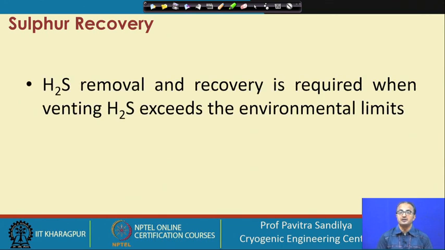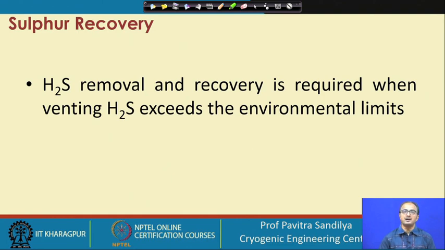Next comes sulphur recovery. As we know, sulphur is not very good for the environment because it can cause environmental pollution. So generally, depending on the sulphur content of the natural gas, we may or may not have a recovery system. If the sulphur content is low, then we do not need to recover the sulphur, but in case it goes above the stipulated limit, then we need to recover it, and we recover it in various ways that we shall learn in our subsequent lectures.